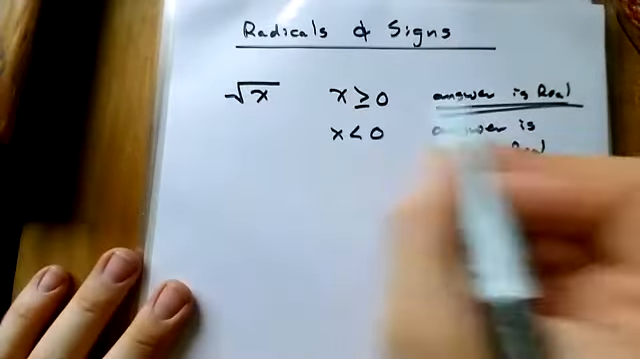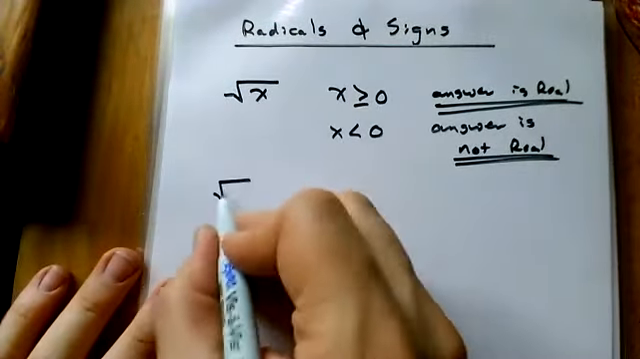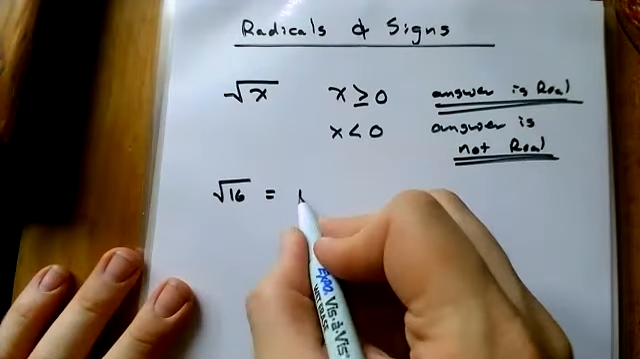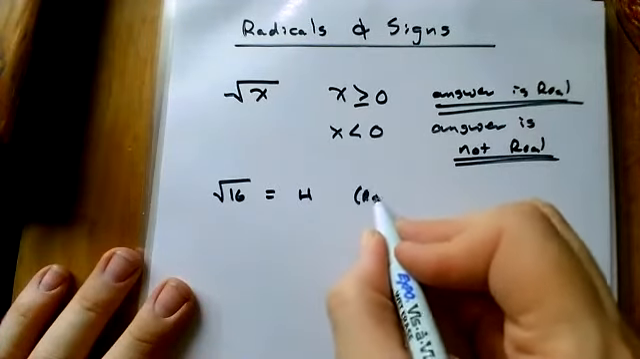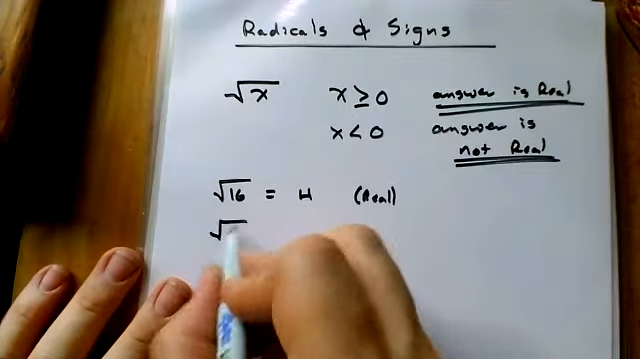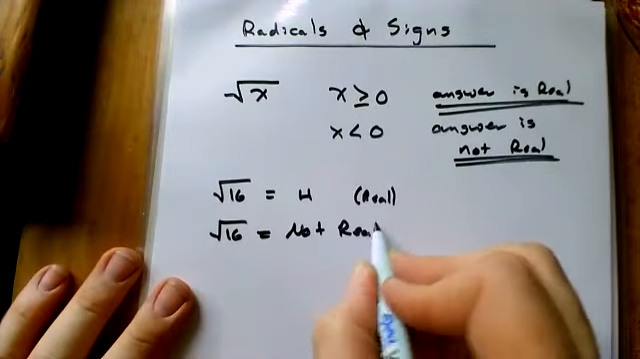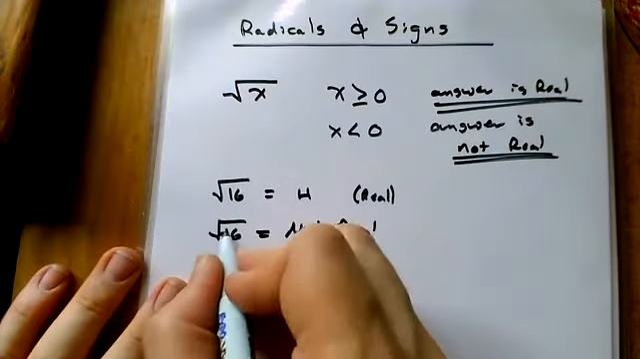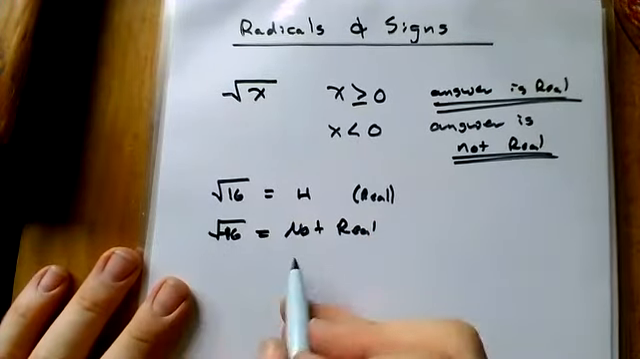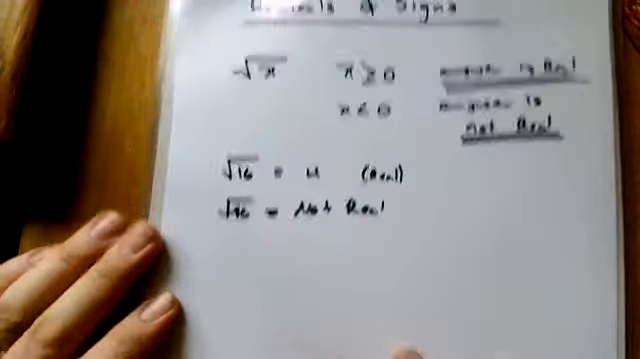So if it's positive, it's real. And that means I could say, oh, square root of 16, oh yeah, this is 4, which is, guess what? It's real. If I say, oh, square root of negative 16, not real. Oops, sorry, that's supposed to be a negative. Negative 16. Square root of negative 16, not real.